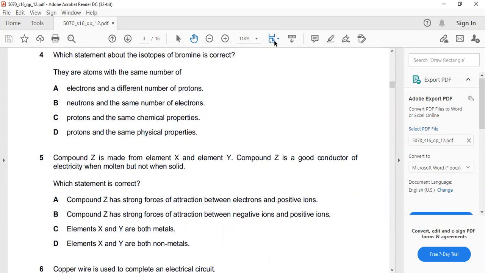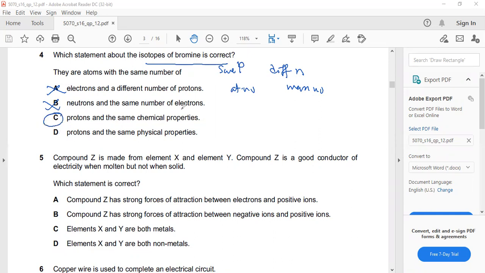Okay. Number 4. Isotopes of bromine. Isotopes have the same number of protons but different numbers of neutrons. Or same atomic number, different mass number. Okay. The atoms of the same number of electrons with a different number of... wrong. They have the same number of neutrons, wrong. Different number of neutrons, same protons, and similar chemical properties.